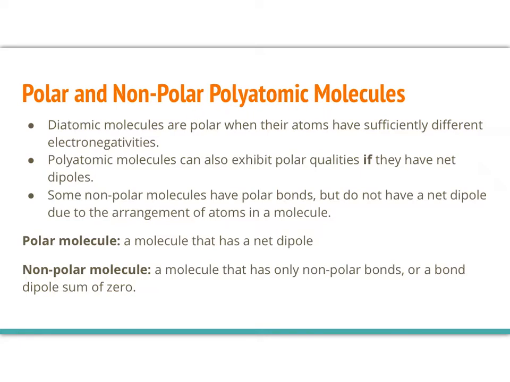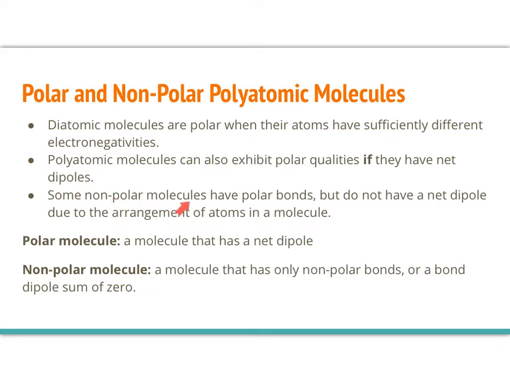So diatomic molecules are polar when their atoms have sufficiently different electronegativities. And we calculated the difference in electronegativity, and if the difference was greater than 0.5 but less than 1.7, we would say they had a polar covalent bond and they were a polar molecule. But polyatomic molecules, on the other hand, can also exhibit polar qualities if they have net dipoles. And the trick is to figure out if that case exists.